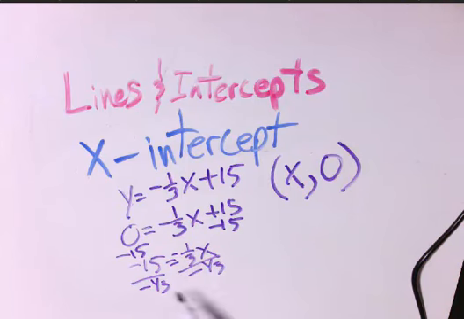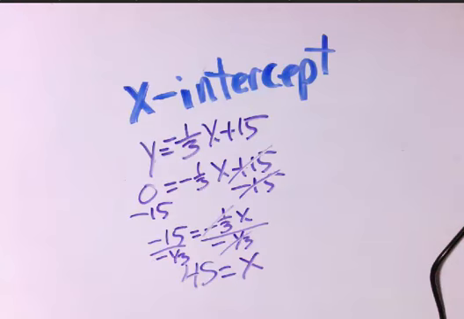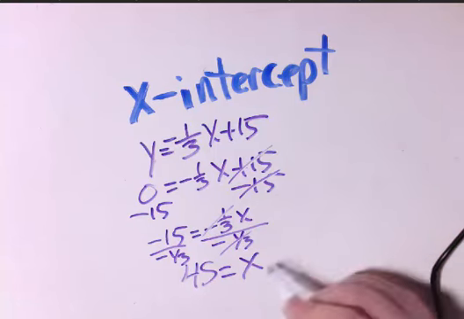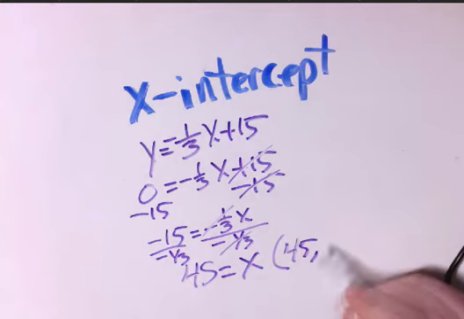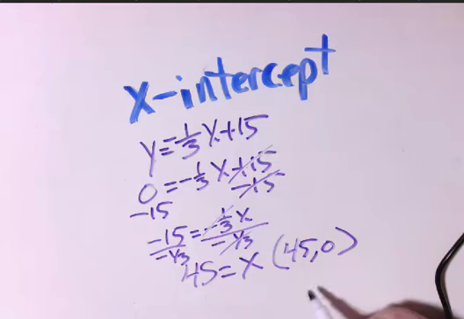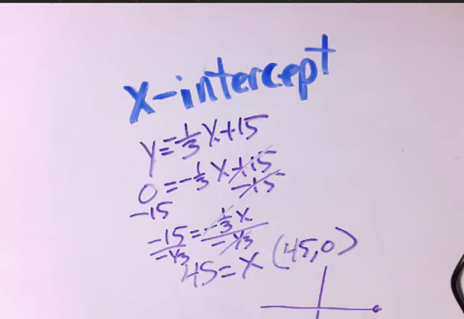So we're going to take negative 15 and divide it by negative 1/3. Okay, so then here we get that x is equal to 45. So our coordinates for the x-intercept are 45, 0. So if you look at a graph, it crosses down here at 45, 0, and crosses here at 0, 15. And so you can see that it does give us a negative slope.